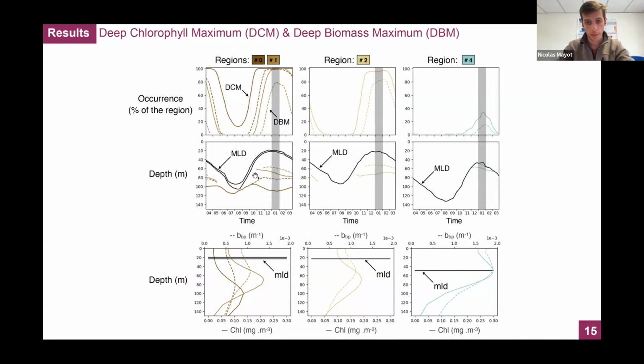And you can clearly see what I was saying: here the DCM and the DBM are really far away from the mixed layer depth. So it's a very deep DCM and DBM. While in the polar region, the DCM and DBM are really related to the mixed layer depth. So it's really an accumulation of phytoplankton at the base of the mixed layer depth. So that's an example of what you can do when you have such a 4D data set.